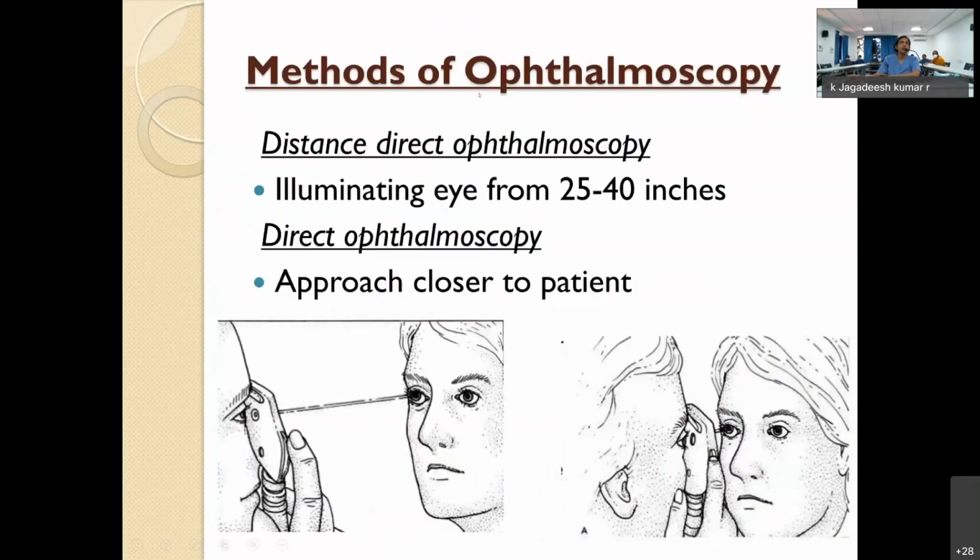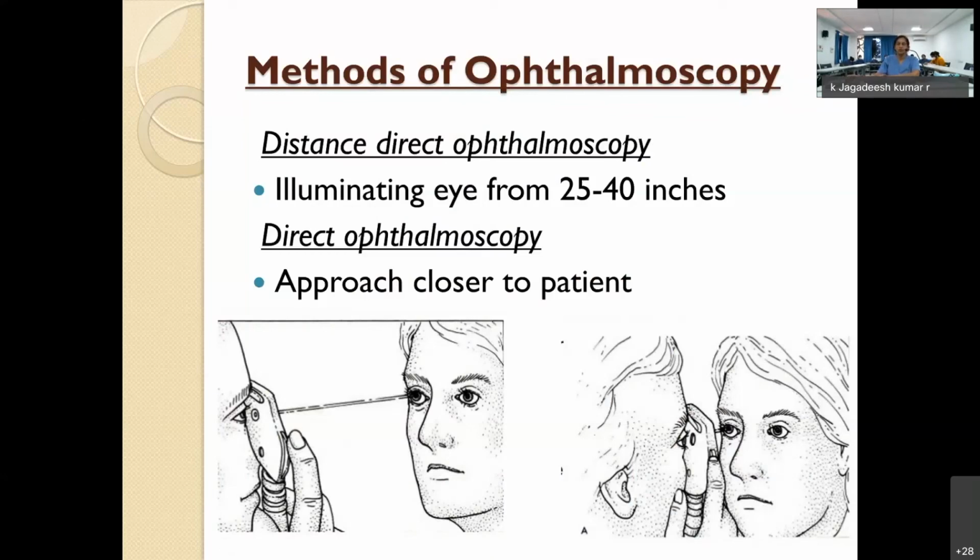So the methods of ophthalmoscopy are distant direct ophthalmoscopy and direct ophthalmoscopy. Before you go on to direct ophthalmoscopy, you first see from a distance of 25 inches to see what the glow is, whether you're getting a red glow, whether the glow is altered. If the patient has cataract, or if the media is hazy because of a vitreous hemorrhage, then the glow may not be red. So you view the eye from 25 inches and look at the glow.